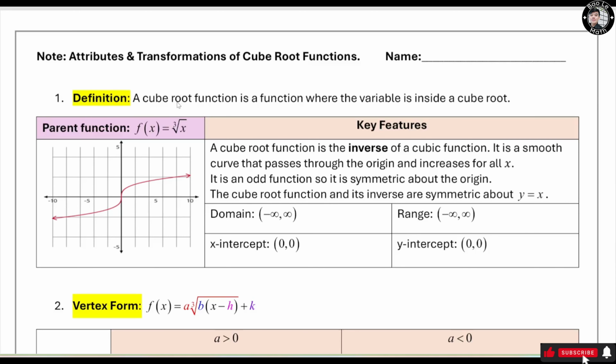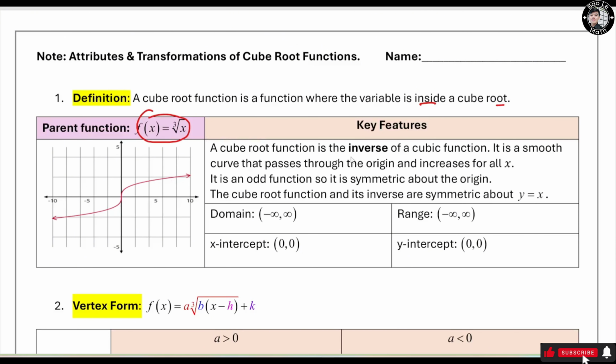Hello everyone, in this video we'll explore the cube root functions. A cube root function is a function where the variable is inside a cube root. So this one is the parent function of the cube root functions. And if you graph it, it's going to be something like this.